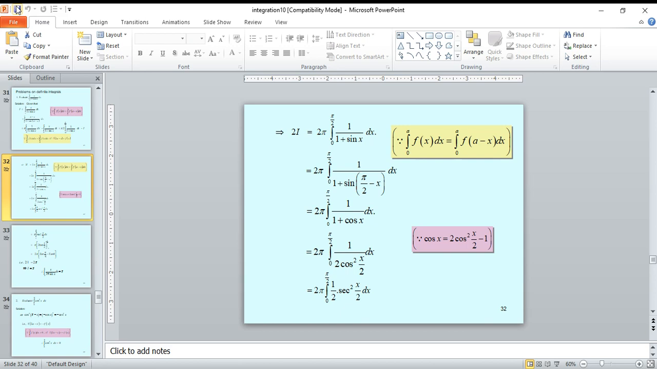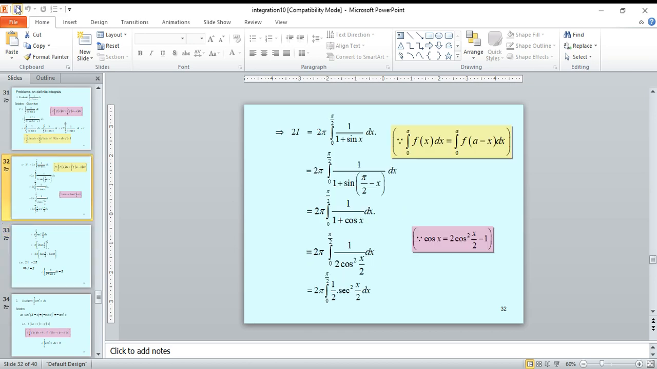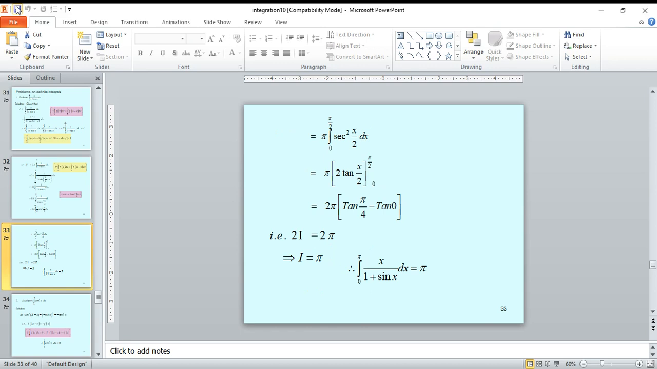2 pi into 1 by 2 into secant square x by 2 dx, since 1 by cos is secant. The 2s cancel, so we get pi into integration 0 to pi by 2 secant square x by 2 dx. The integration of secant square x is tan x, so it is 2 into tan x by 2. That is pi into 2 into tan x by 2. Apply the limits 0 to pi by 2, upper limit and lower limit.